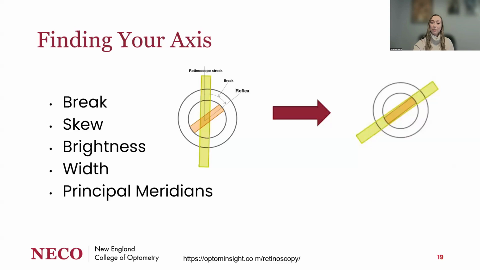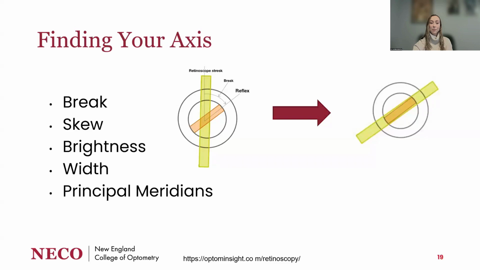In the previous example, we had 180 and 90-degree meridians, so we had a perfectly vertical and a perfectly horizontal streak. This is not always the case if the patient has an oblique cylinder or an axis that's not exactly at 180 or 90. What you will notice is a break. The break is the distance by which the reflex is misaligned with our streak beam. This causes skew, which is the motion of the reflex when it's misaligned with our streak beam.